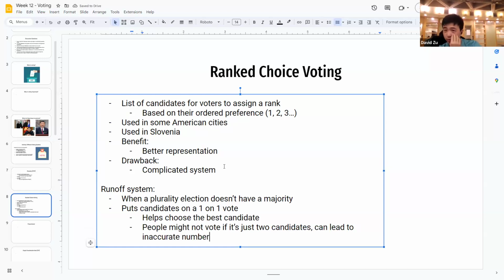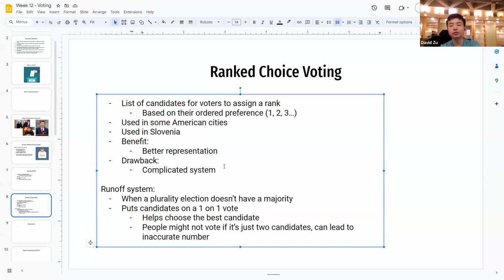So a runoff system is basically used when no one candidate gets a majority in a plurality election. Obviously there are more than two candidates, because if there were only two, then 99.9% of the time someone will get a majority. Let's say there are three candidates running, and one gets maybe 20% of the votes and splits the votes for the other two such that no candidate gets a majority.